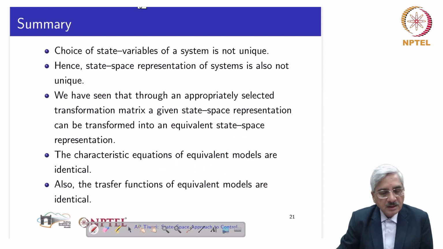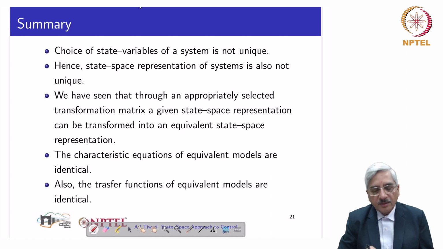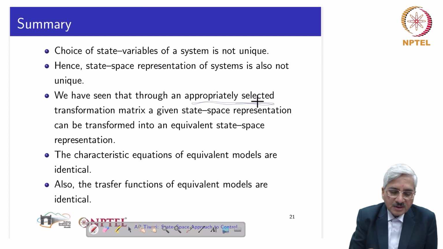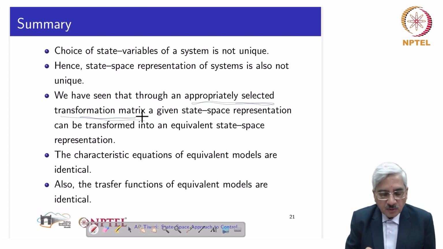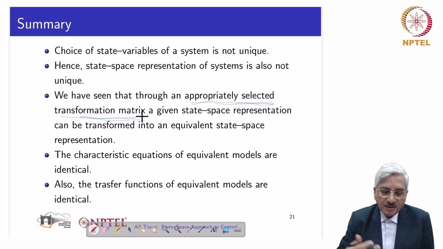Now we summarize this lecture. The choice of state variables of a system is not unique. Hence, the state space representation of a system is also not unique. Depending upon what state variables we choose, we obtain different models. And we can also select a similarity transformation, a non-singular transformation matrix T, and through that, as we saw in the initial portion of this lecture, we can always obtain a different state space representation if we have different transformation matrices.